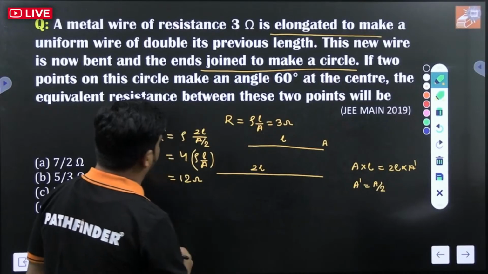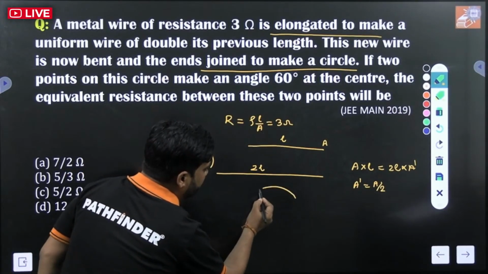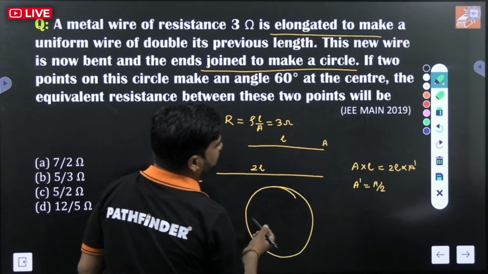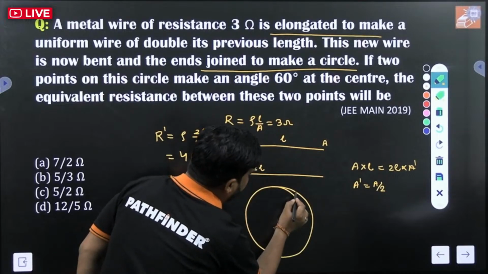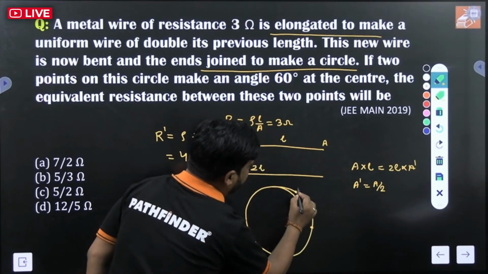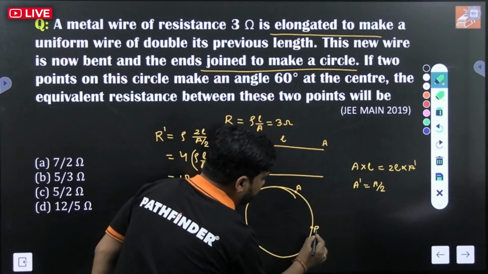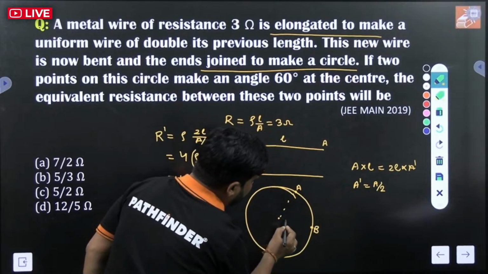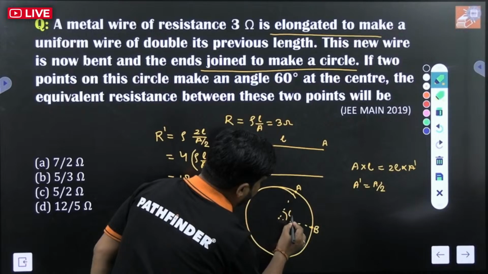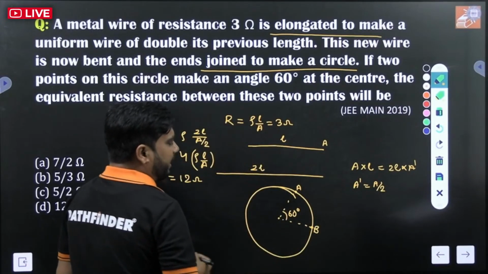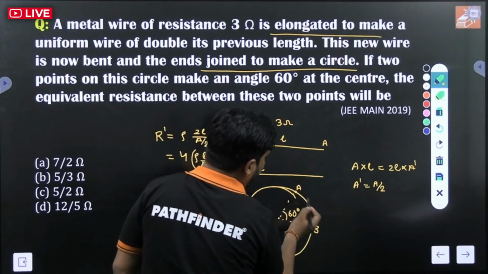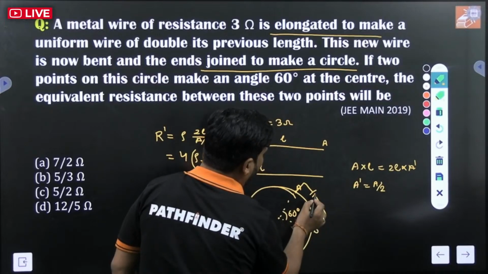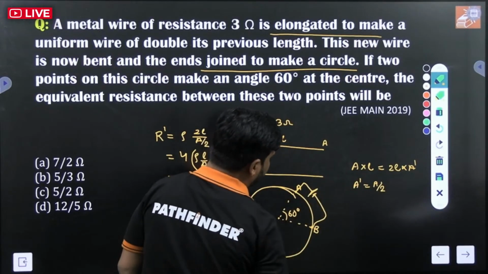Now, second part of the question is, now this wire is bent into the form of a circle, and you have to find out the equivalent resistance across 2 ends, A and B, which is making an angle 60 degree. It's clear? It's just like when we are calculating the equivalent resistance, let's connect a fixed battery and let's try to observe this. This is a fixed battery. Let's try to observe this.